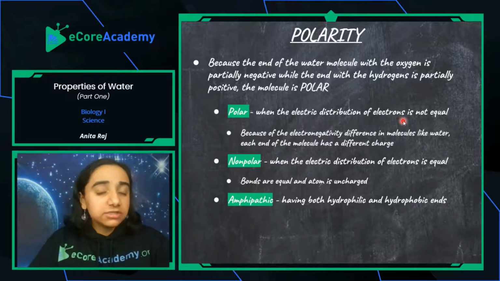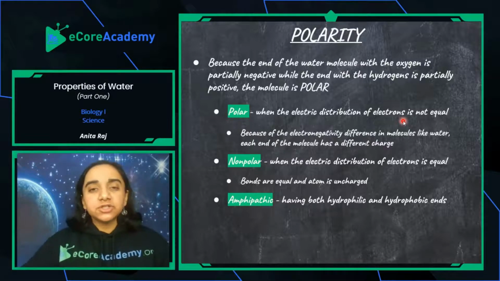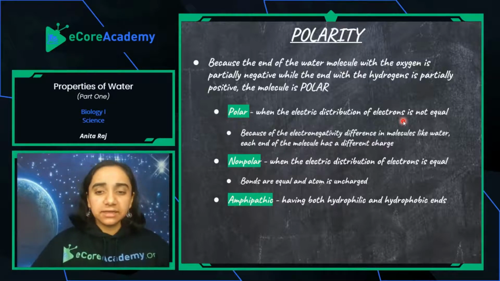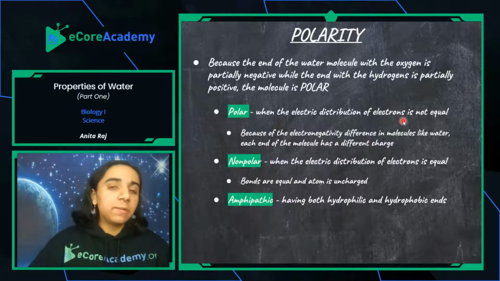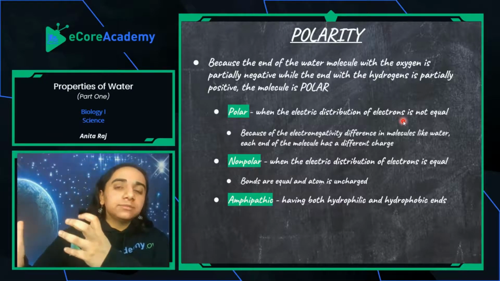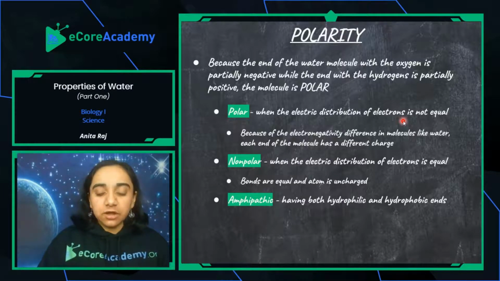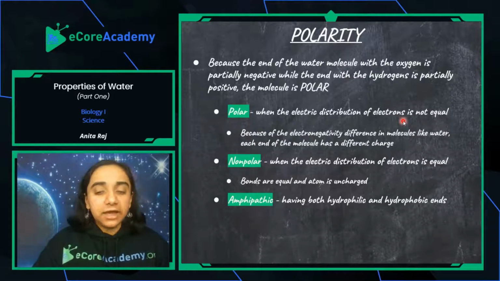It's a non-polar covalent bond. So the electrons are equally distributed amongst the atoms in that case, and the bonds are equal, and the atom is not charged. There is no partial positive charge. There is no partial negative charge because there's not one atom just pulling all the electrons towards itself. The electrons are equally dispersed throughout the atom, so the atom is uncharged.